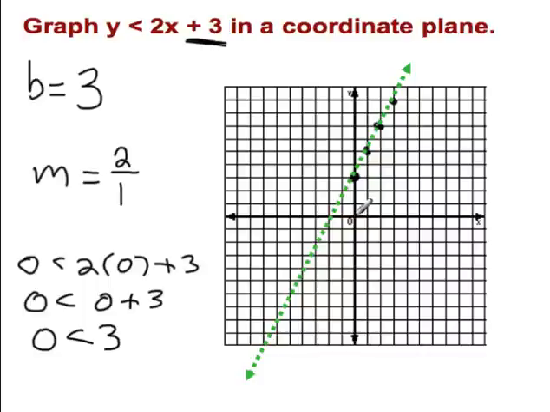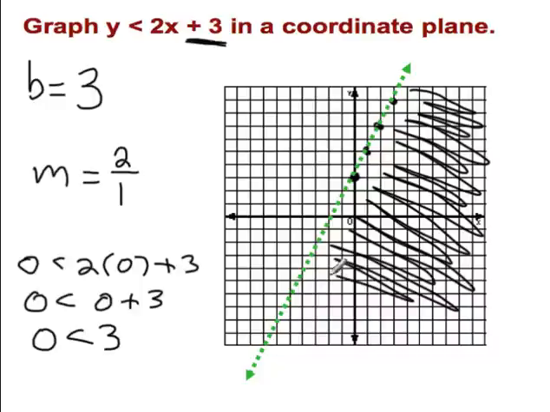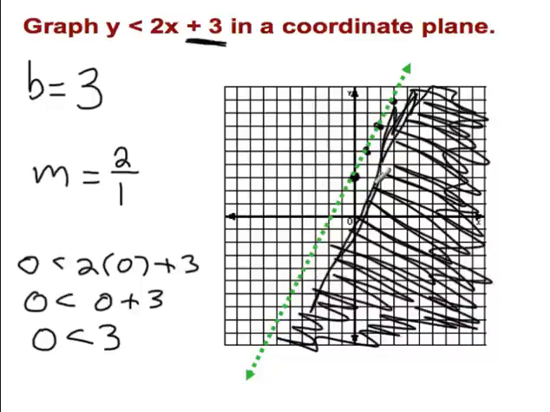And we always shade the things that work. So that means that everywhere on this side of the dashed line is a possible answer. So I'm going to shade this whole side of the dashed line. And that is graphing that inequality. Just remember, when you plug in a point, if it works, that's the side you shade. If it doesn't work, then you would shade the other side.